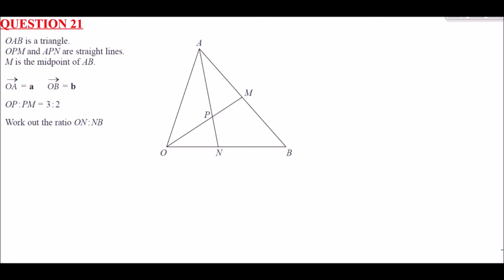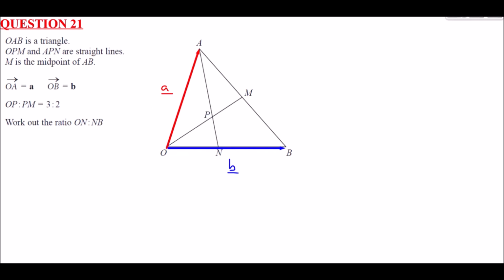So we're told that from O to A is vector A. So I can label this on straight away, okay? So from O to A, we're told that's vector A. So I'll label this as so. We're also told that from O to B is vector B. So let's just label this on clearly too. And we're also told that the ratio of OP to PM is 3 to 2.